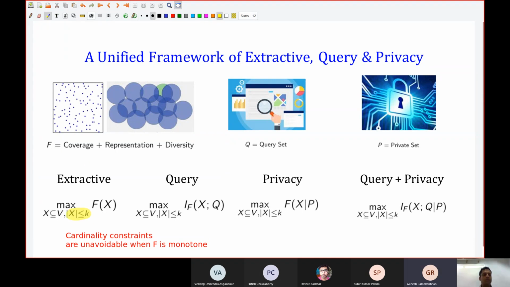We'll see a little bit more of this today because we'll be talking about optimization algorithms.